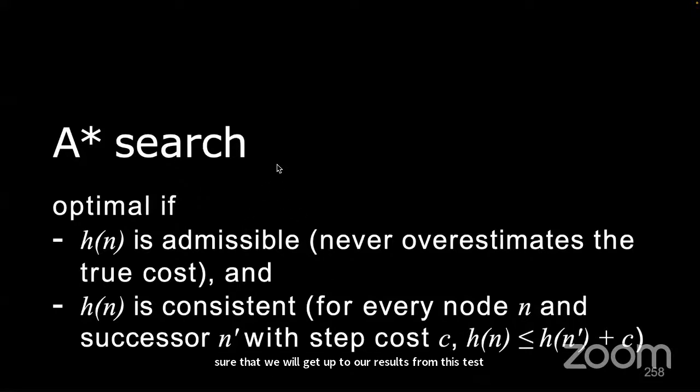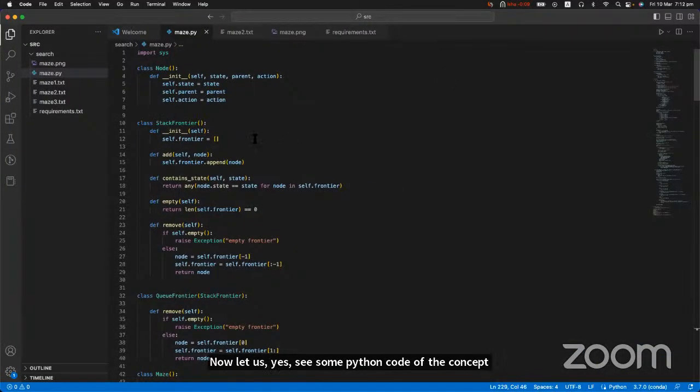So there are other variations of informed search algorithms which might work better in specific situations, and there are also some improved versions of the A-star algorithm which improve the memory requirement, but we will not touch those algorithms due to time limitation. Now let us just see some Python code of the concepts that we already saw. I will share these codes with you.